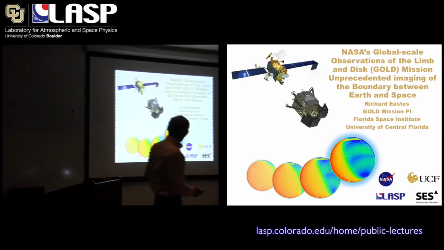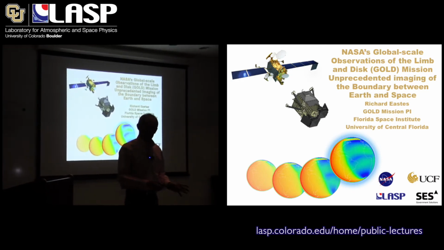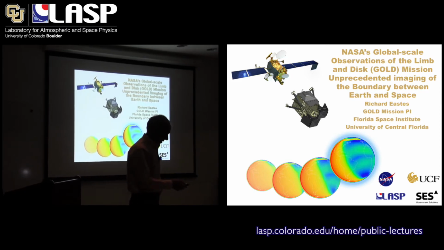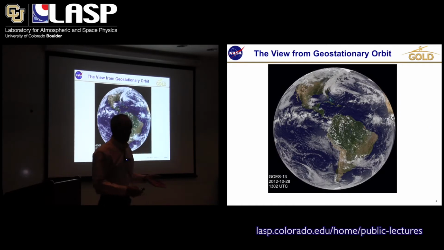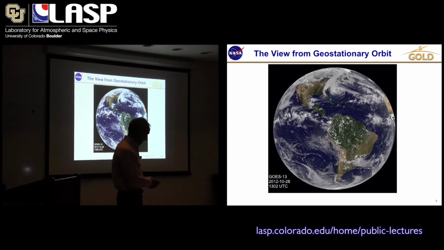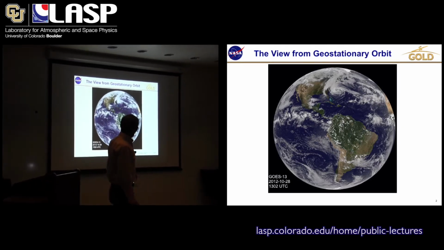So I think everything on this slide Tom has covered already, so I'm going to start off with just the view from geostationary orbit, which is something many of us have grown accustomed to seeing because of all the GOES weather satellites showing the cloud images. And this is such an image. Superstorm Sandy is here off the coast of the U.S.